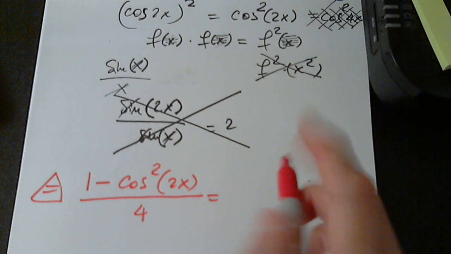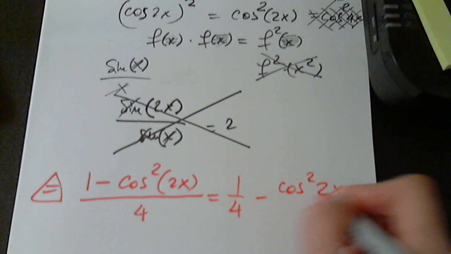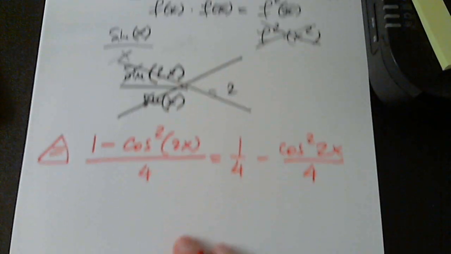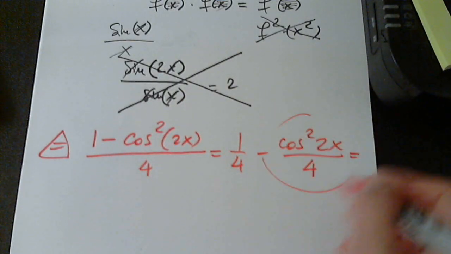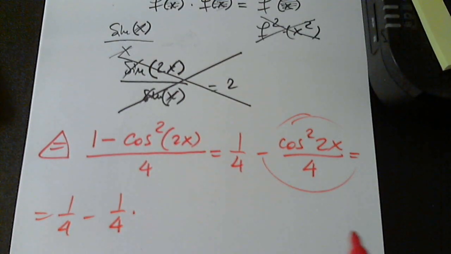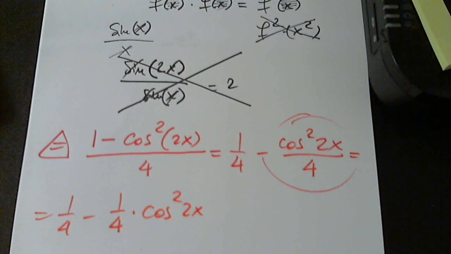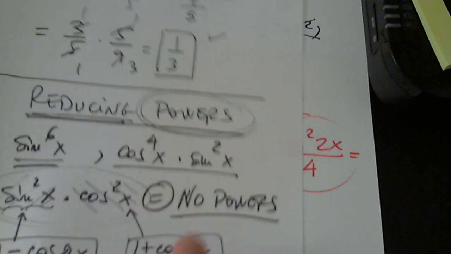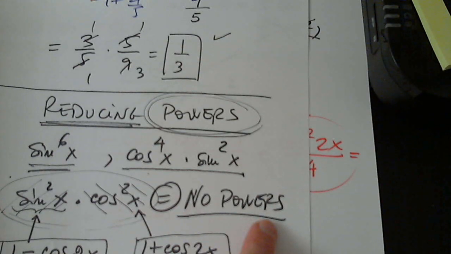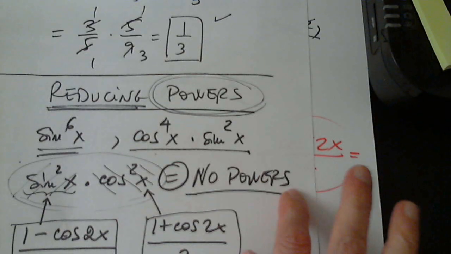The denominator is one term, so 1/4 minus cosine squared 2x divided by 4. As you know, this is the same thing as 1/4 times cosine squared 2x. And you can say, what did you accomplish? You still have powers. True. I want no powers. It can have any argument inside cosine, but no powers.